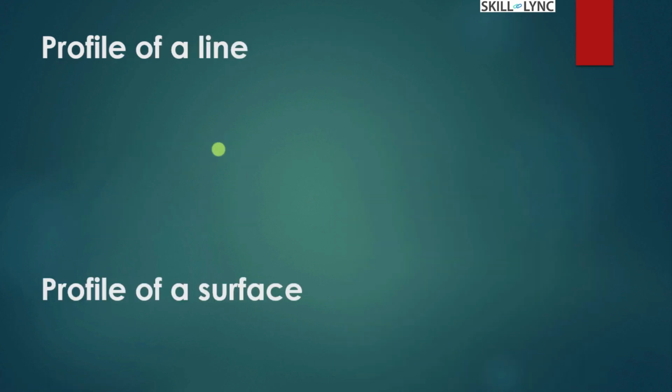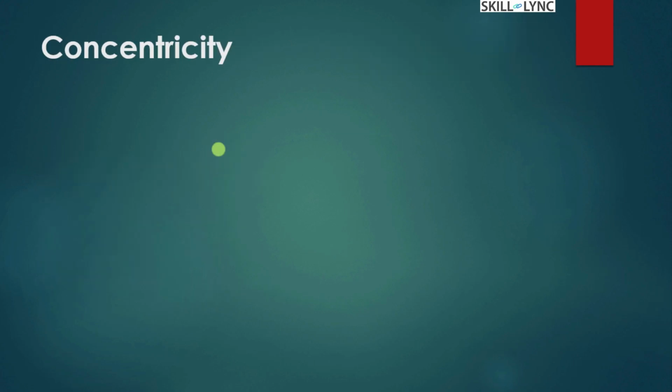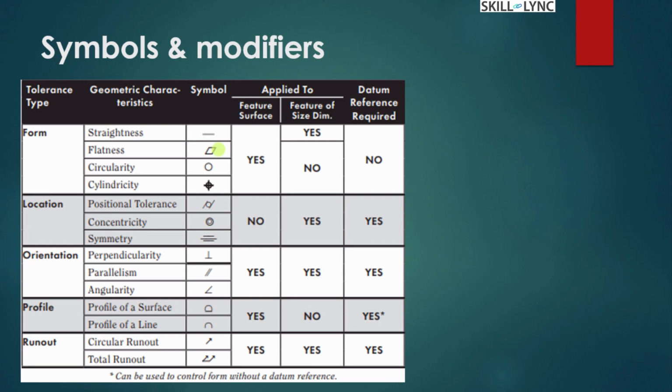Next we have the profile tolerancing. We have two variants to it: profile of a line, that is 2D, or profile of a surface, that is 3D. Going back to the overview, you can see that profile tolerancing applies only to the feature surface and not to the feature of size dimension. And for this, we can use a datum reference. This can be used to control the form also without the datum reference. So based on the requirement, you can specify the reference or not.